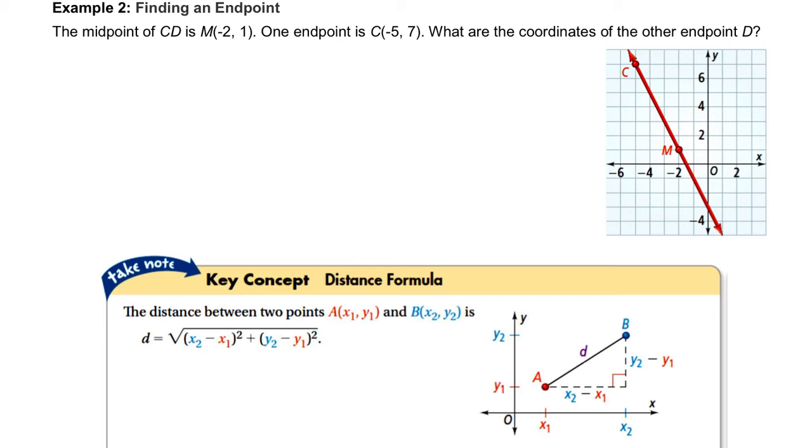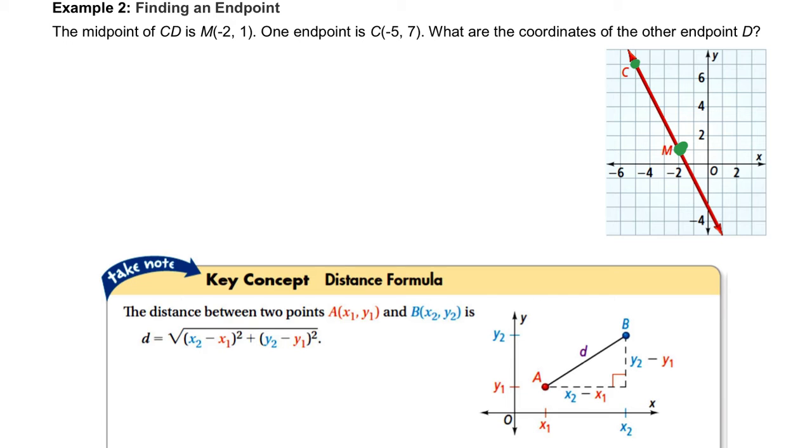All right, so example 2 can be a little confusing, finding the other endpoint. So in this example, you're given one endpoint, you're given the midpoint, you have to find the other endpoint. Now, I know there's a graph there, and you could just kind of count, but I do want to give you a definite way of finding the other endpoint algebraically.